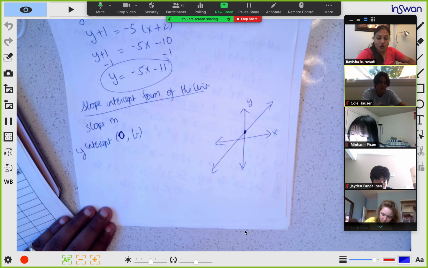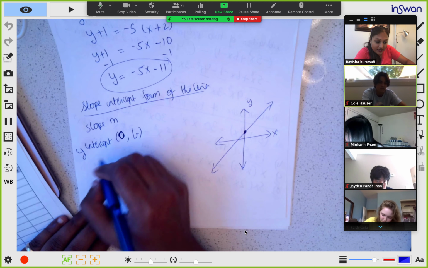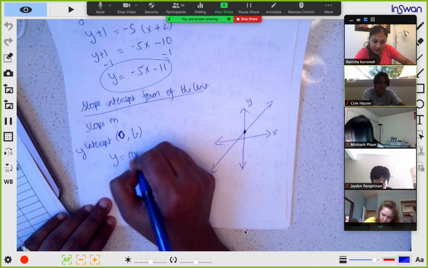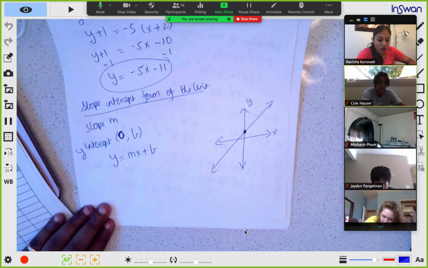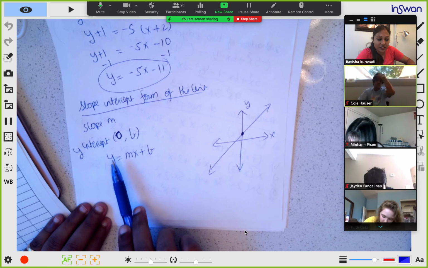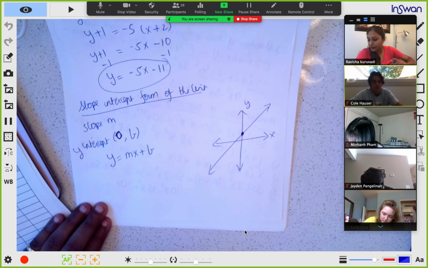If you know your slope and you know your y-intercept, you will plug in the formula y is equal to mx plus b. That's it. That's the slope intercept form of the line. So if you know your slope and your y-intercept, put them in this equation and you get the slope intercept form of the line. Let's do an example on this.